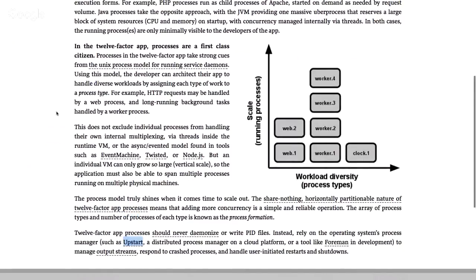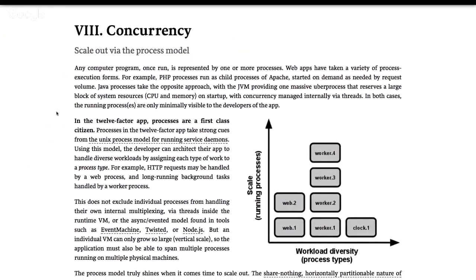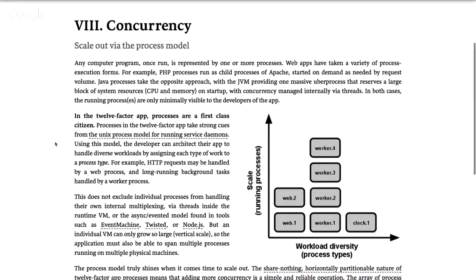To achieve concurrency means scaling horizontally. Everything in a 12-factor app is a process, and state is not shared. So we can achieve concurrency by scaling horizontally with very little effort. That's a summary of concurrency.